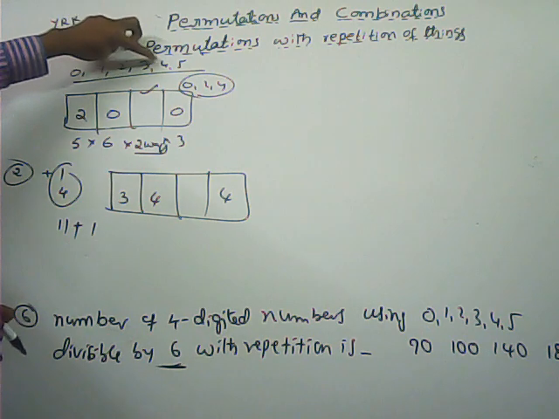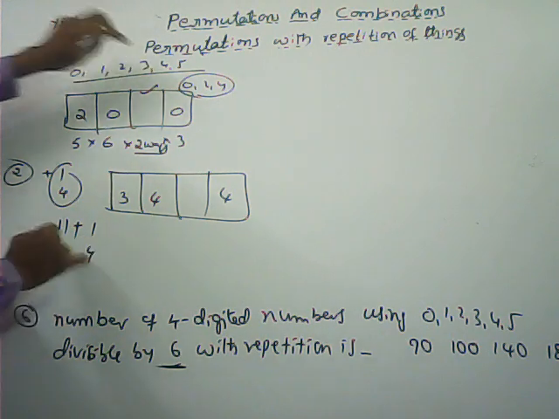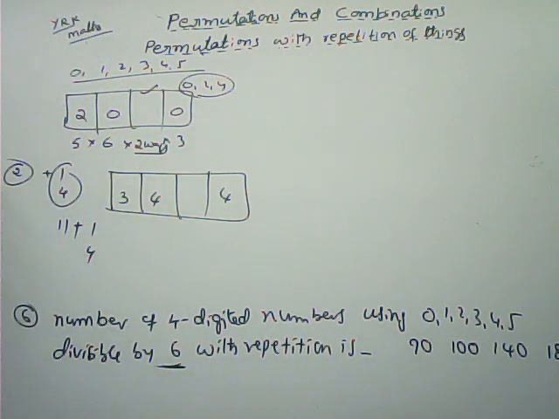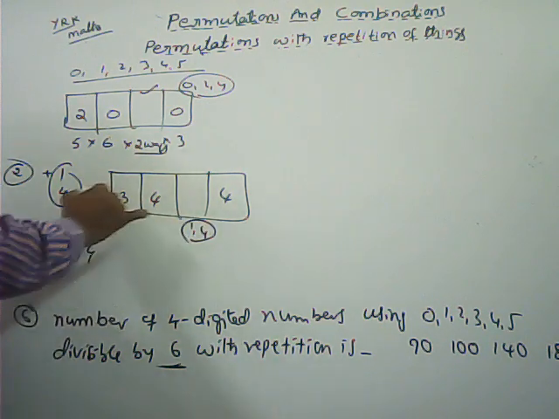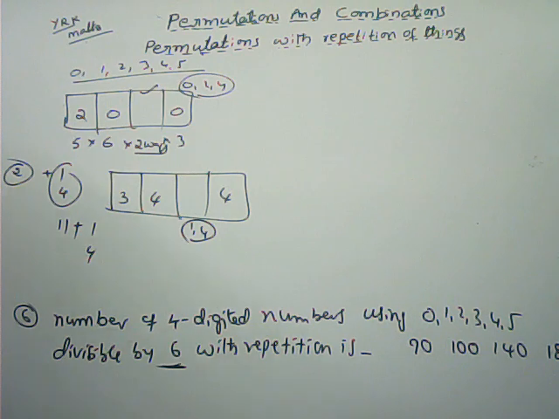2, 3, 4. 4, you can keep 4. 11 plus 4, 15. 15, that is the multiple of 3 only. 2 ways are there here. Either 1 or 4 you can keep. The total number is divisible by 6 only.